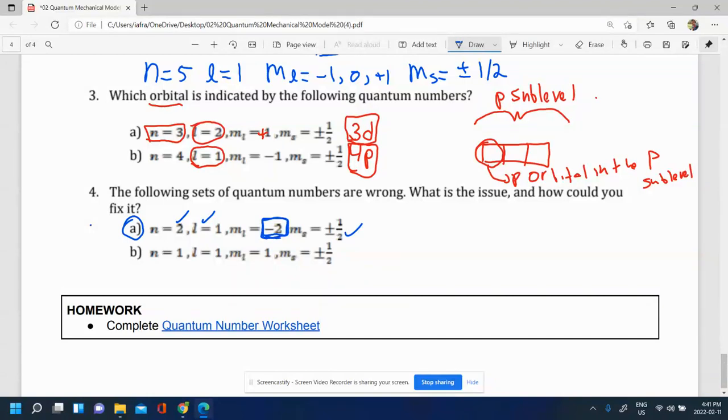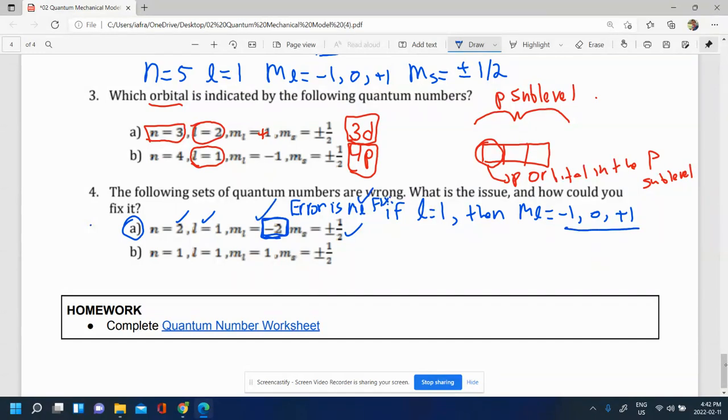Remember, if you have L is equal to 1, ML has to be negative L to positive L. So if L is equal to 1, then ML must be either negative 1, 0, or positive 1. We have to change the negative 2 number to one of those. So that's our error. So the error is ML. And to fix it, we need to change the ML to one of these values here.